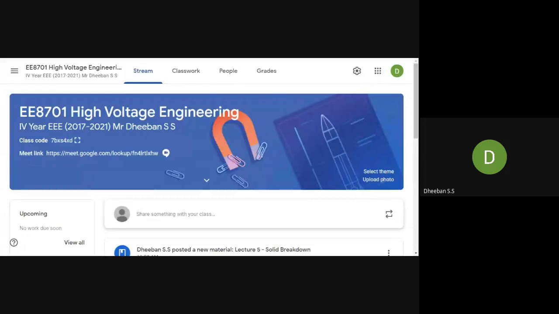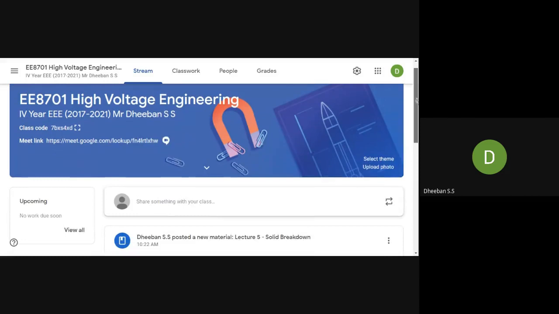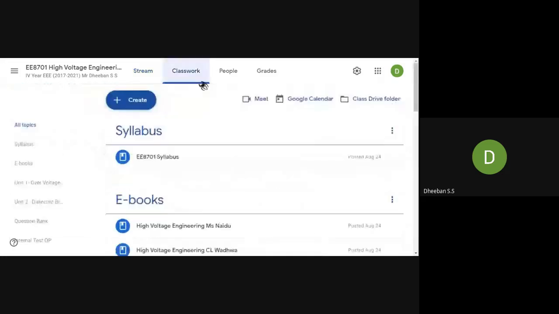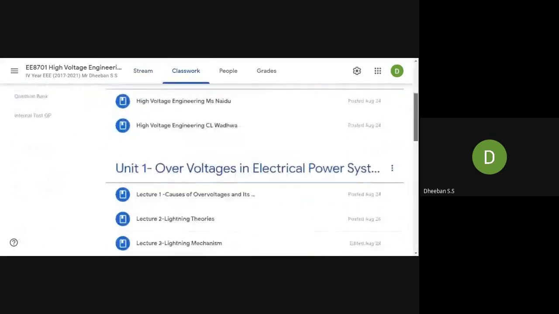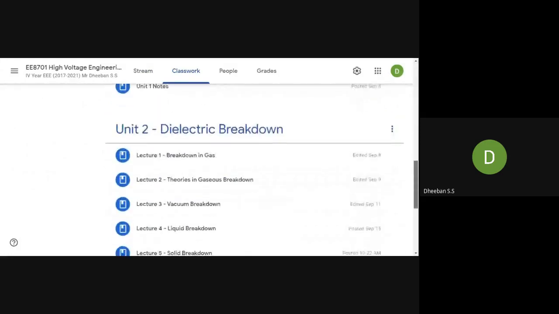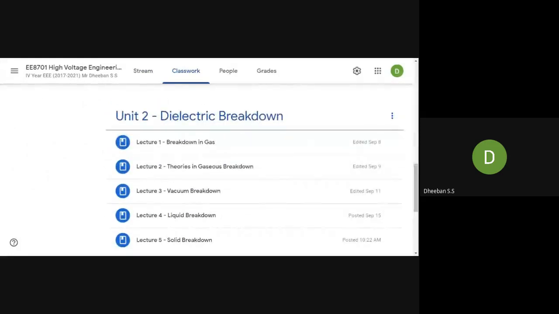Okay, fine. So we'll be getting into it. In Unit 2, we have been covering breakdowns. Dielectric breakdowns we have been seeing.